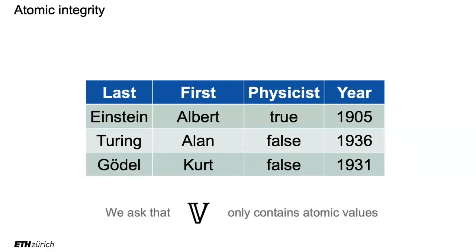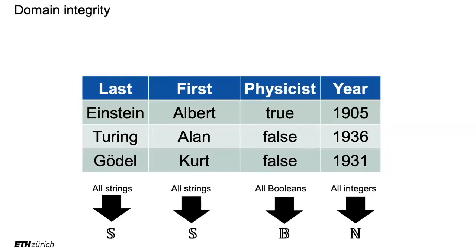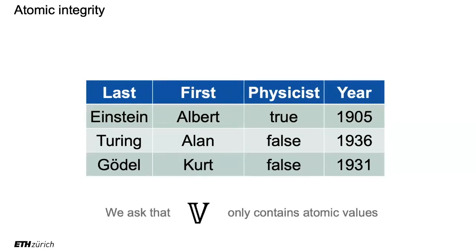The second constraint is the atomic integrity. It's just asking that all of the values that are in the maps must be atomic. And we'll discover today a lot of atomic types, but there cannot be nested tables. That's not okay. You cannot map an attribute to a nested table. That doesn't work. That's the second constraint.